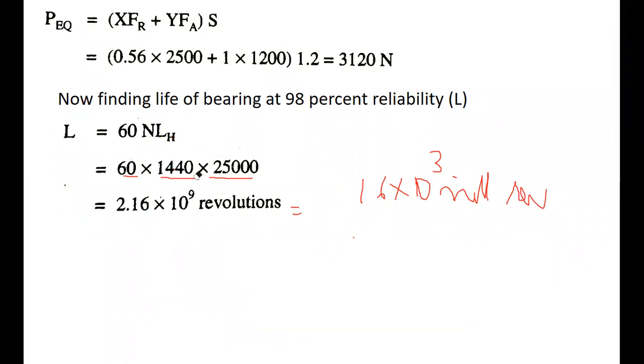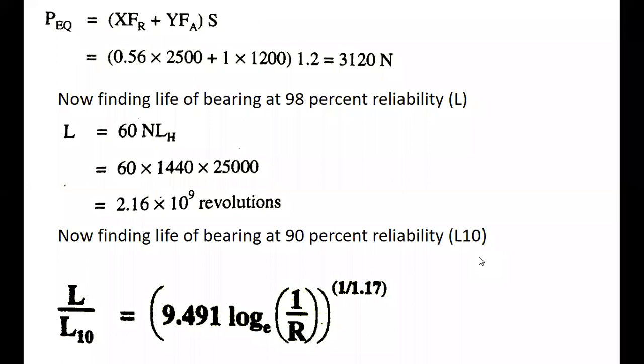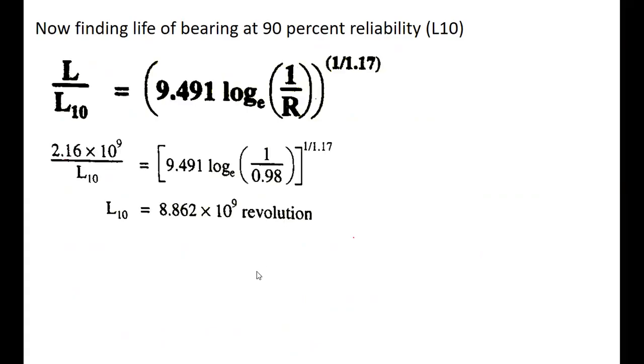Now, once you find out L98, we have to find out L10. So we will use our formula of L upon L10 is 9.491 log E, natural log of 1 upon R raised to 1 upon 1.17. So we will put this value. We found out life at 98% reliability in million revolutions. Right now only found out, right? So if we put this in million revolutions, I'll get the answer in million revolutions. But if I'm putting here the life in revolutions, I'll get the answer in revolutions. Better we stick to million revolutions, right?